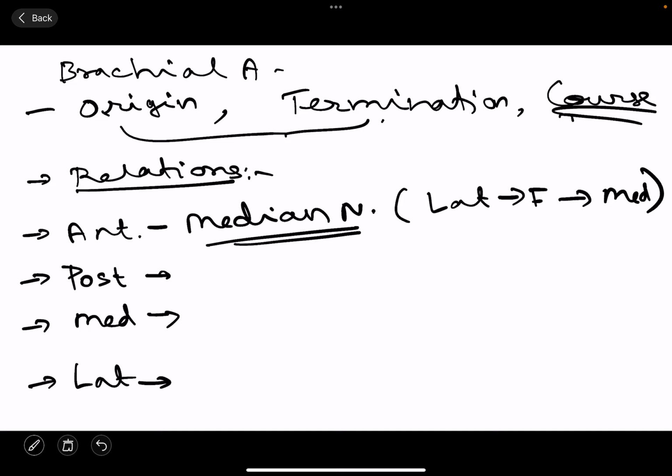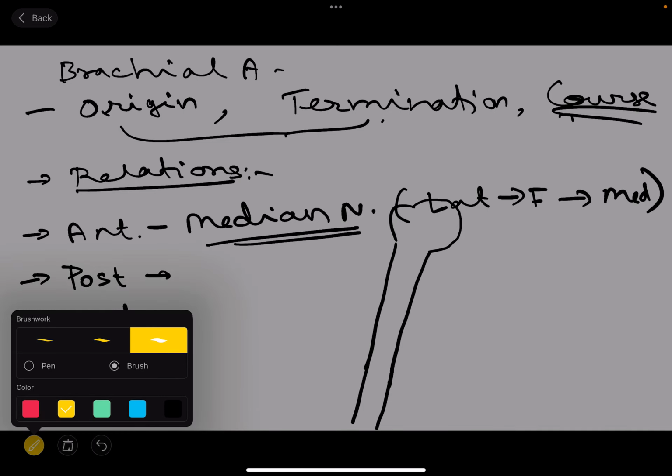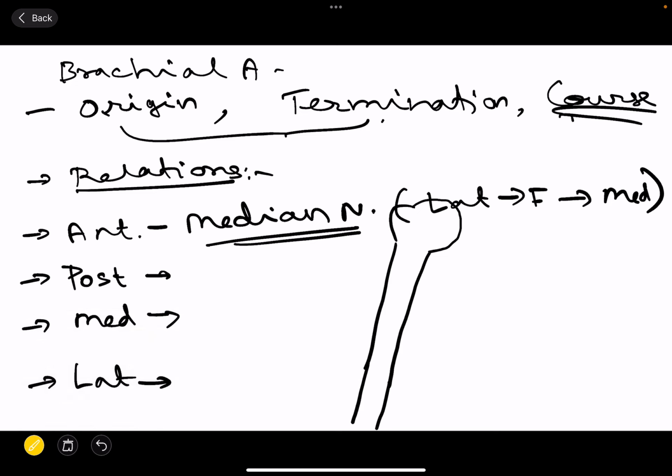So initially the median nerve is lateral to the artery, right? So if I draw the artery, okay, so here is the shaft of the humerus, the greater tubercle, head of the humerus, and below we have the other structures, and we have the median nerve here, passing downwards.